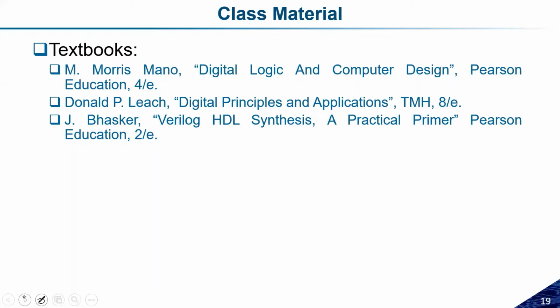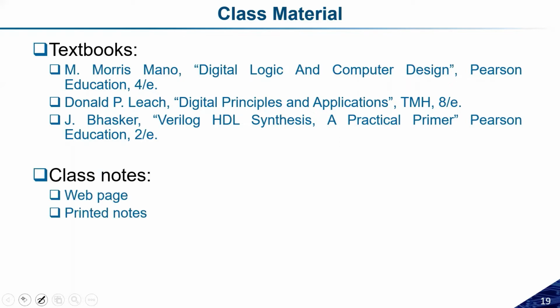For the microprocessor, we can consider Ramesh Gaonkar for the 8085 microprocessor. So the fourth book could be Ramesh Gaonkar for 8085 content. The class notes will be provided and uploaded on the LMS. And once you are here, we can provide the lab manual and other things.